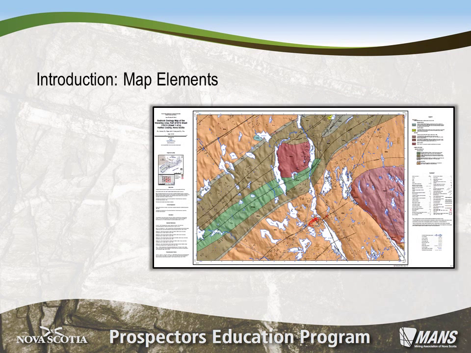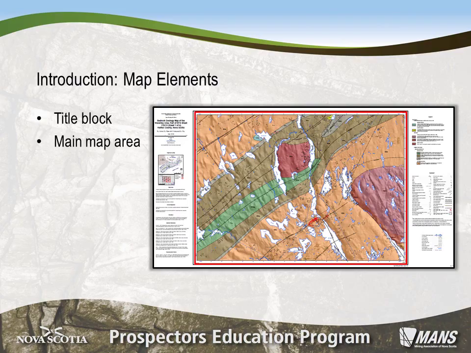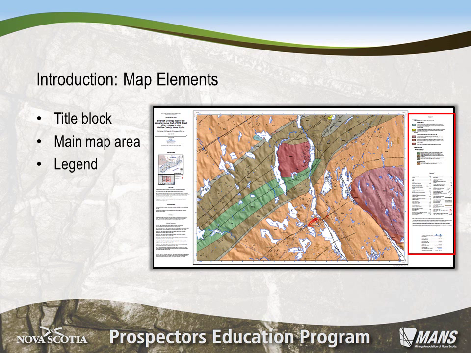To be able to understand the various types of maps you might come across, let's first look at common map elements that help you read a map. The title block is self-explanatory. It contains information about the map's theme, as well as some information about the author, publisher, and date of publication. The main map area has geographic and thematic information representing features on the ground. The legend lists and explains symbols, patterns, and colors used to portray features on the map.